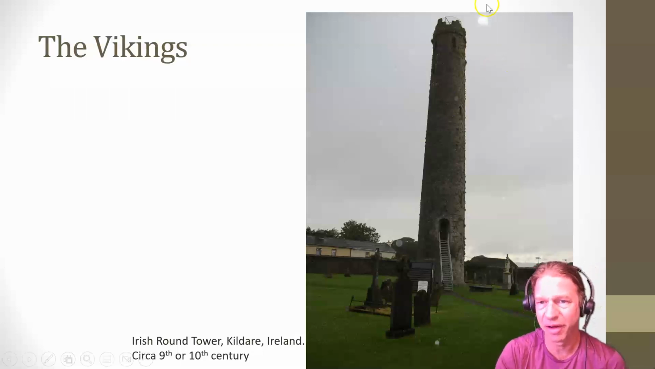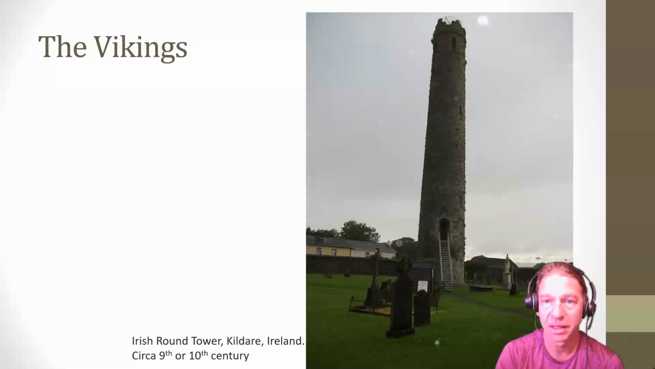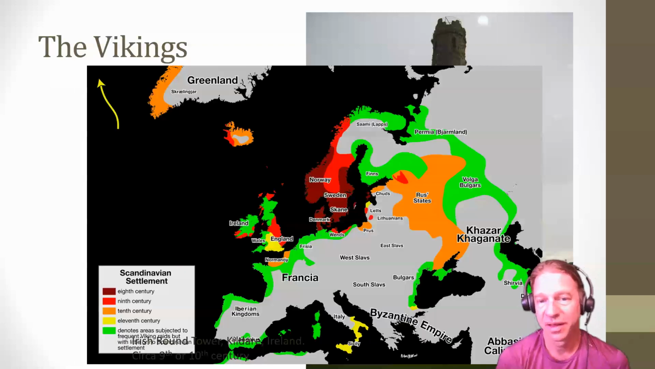This is an example of a round tower. Also, I took this photo in Ireland, and this is representative of the type of threat the Vikings represented, because these were built primarily to take quick, fast refuge from the pillaging and plundering assaults, the quick, rapid attacks of the Vikings. This map conveys a lot, okay?